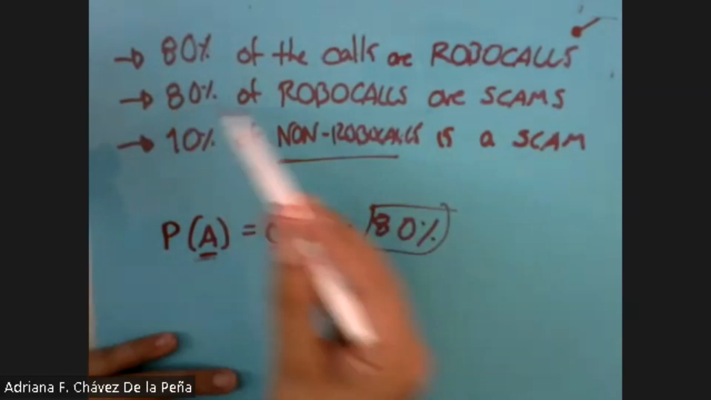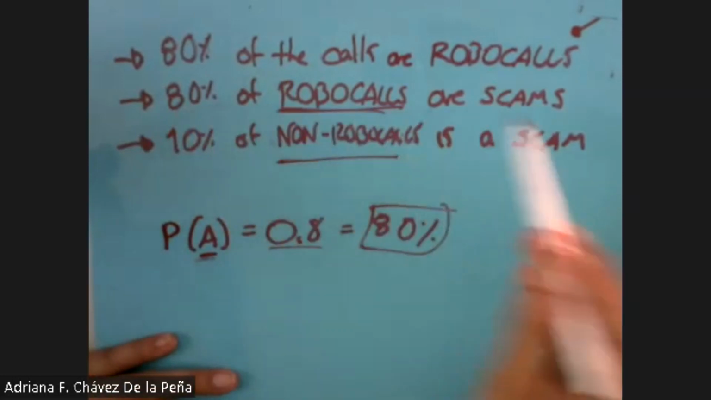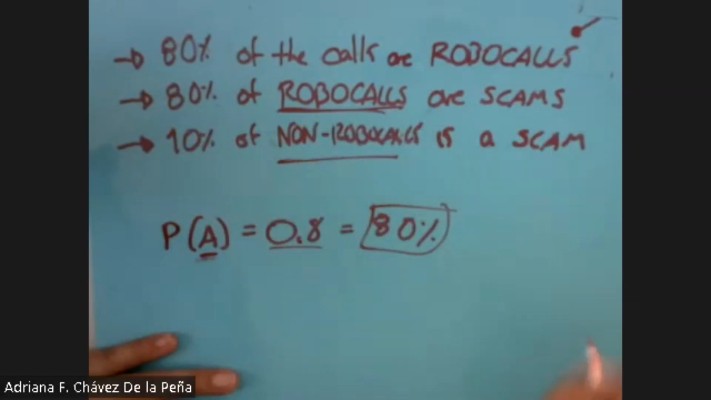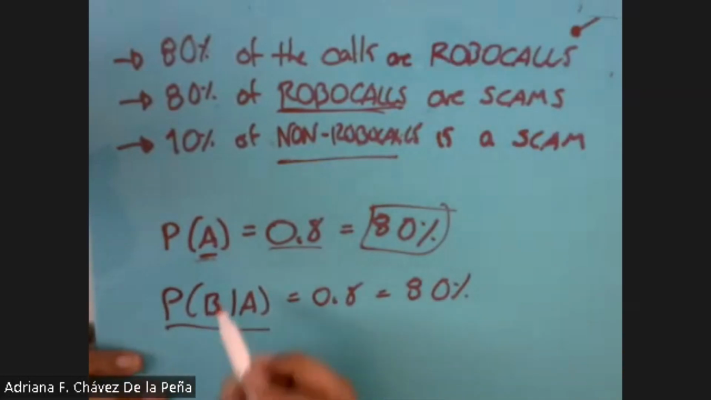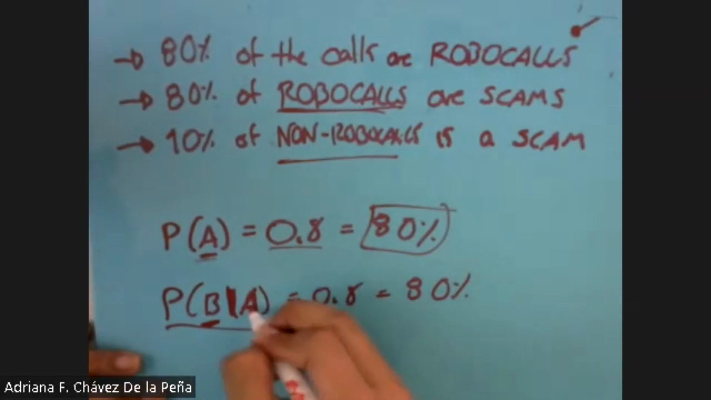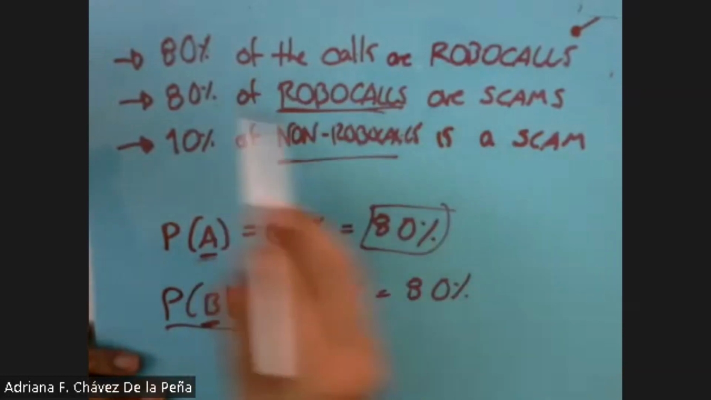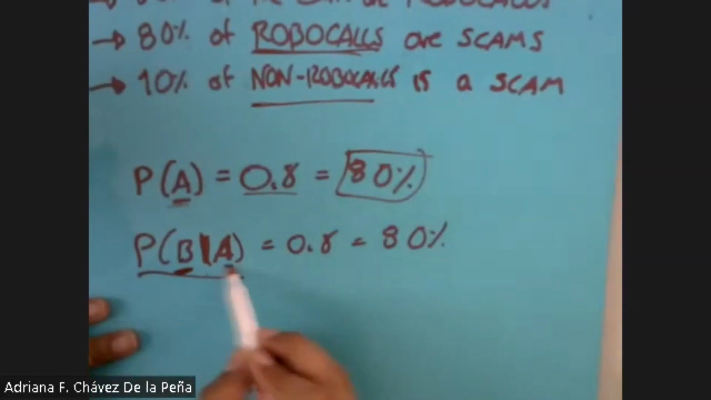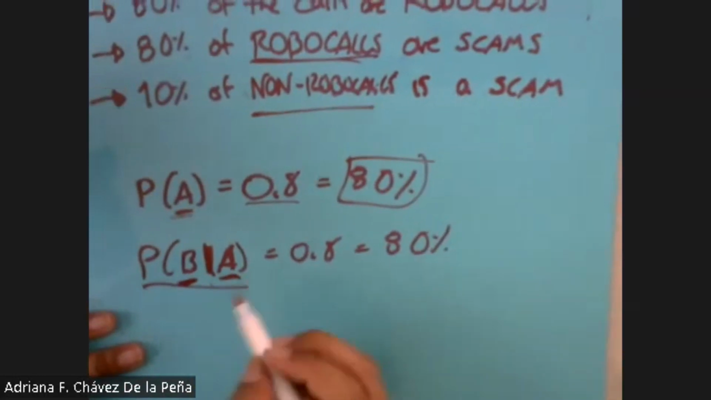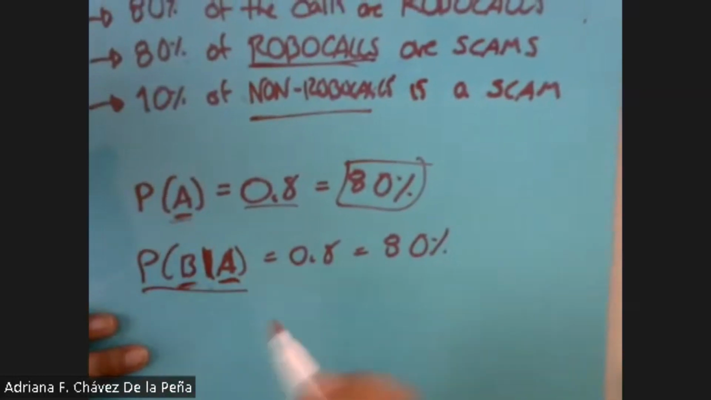Then we are told that 80% of those robocalls are scams. That is equivalent to a conditional probability. Now we are given the probability that the call is a scam, given that it has already turned out to be a robocall. So 80% of those robocalls that I have received turn into scams. So from the universe of cases in which a robocall has already happened, what is the probability that now it's also going to be a scam?